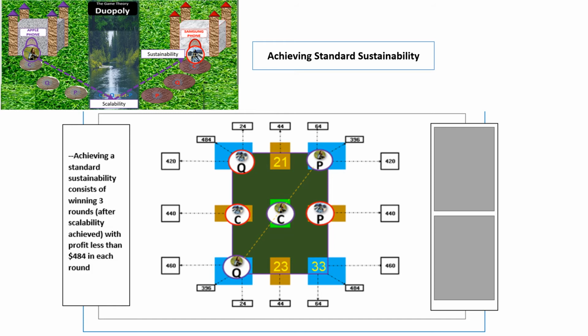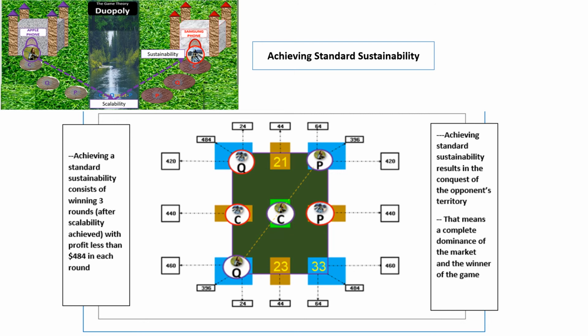Achieving a standard sustainability consists of winning 3 rounds after scalability with profit less than 484,000 in each round. Achieving standard sustainability results in the conquest of the opponent's territory. That means the complete dominance of the market and the winner of the game.